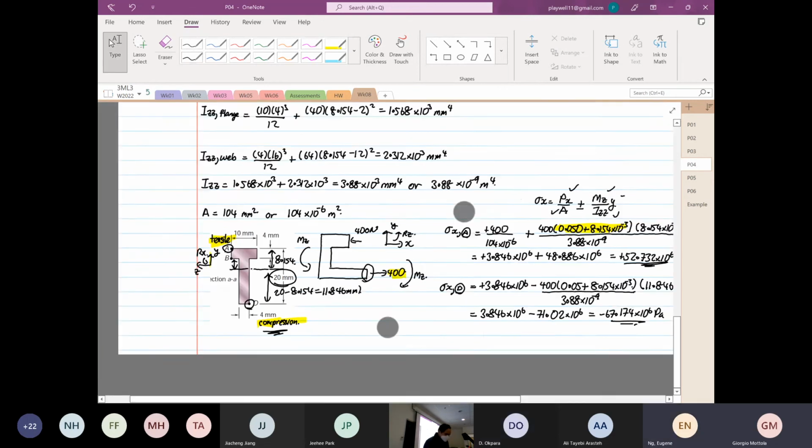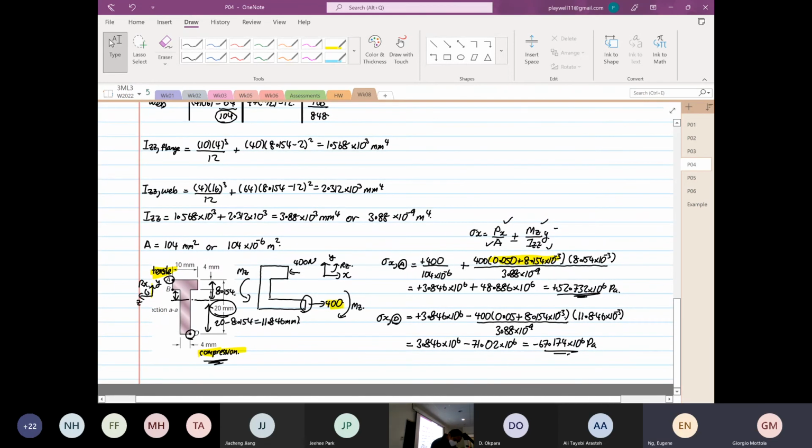Okay, so I'm just going to write something on the side. So stress X at point B, right? So the axial load is still the same, right? However, it will be in the what? Tensile mode, because it's above the what? It's above the centroid, yes or no? Point B is above the centroid, so the bending moment will induce a tensile.